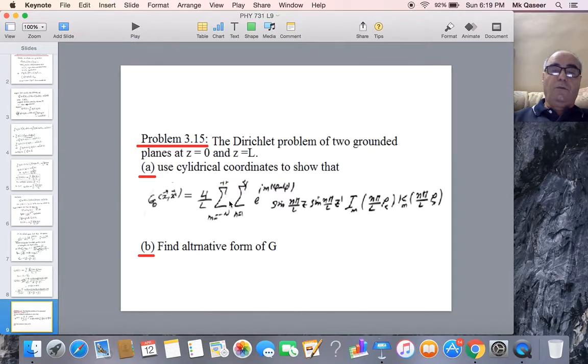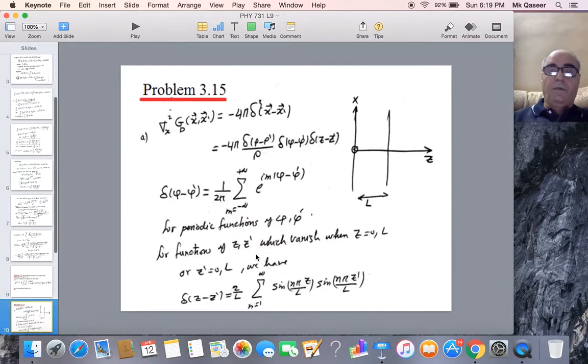We have to prove that the Green's function is given by this expression in the cylindrical system of coordinates, and we have to change this also into another form. Now this is the problem we want to solve. We already solved this problem with the chart here, problem number 113 of the textbook.